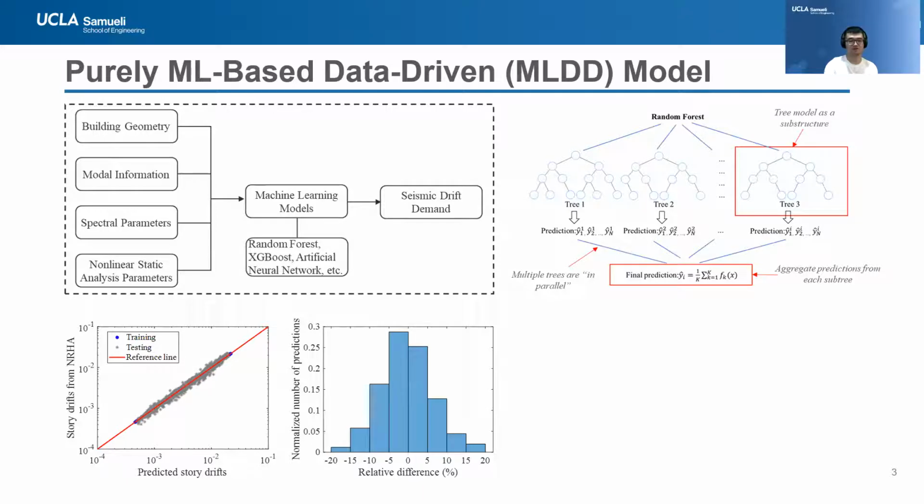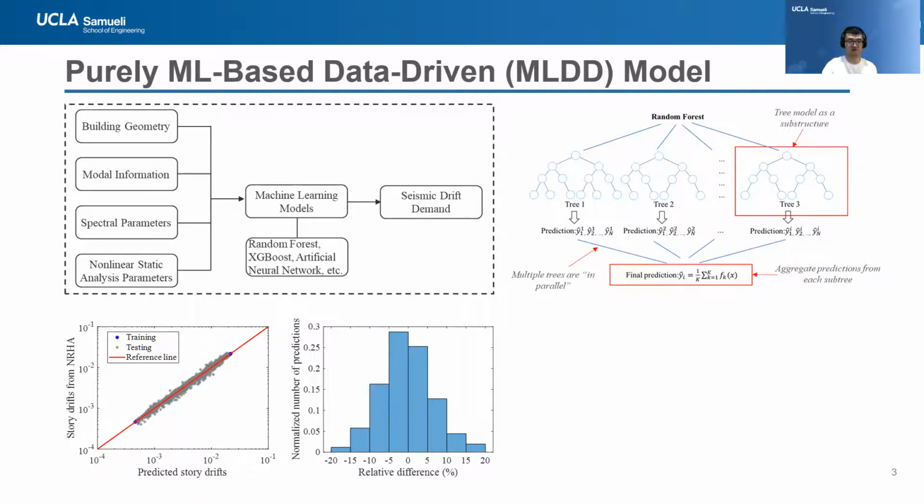These two figures show the training and the first layer testing result of the MLDD model. In the left plot, the vertical axis represents the observed drift demand, and the horizontal axis represents the predicted drift demand. The data points are clustered near the diagonal line, which means that the model can capture the relationship between the input parameters and the output.